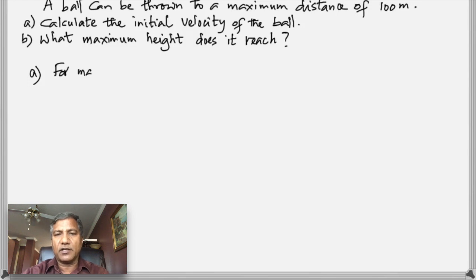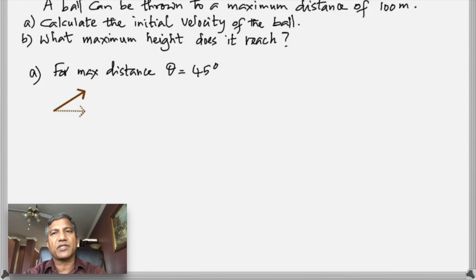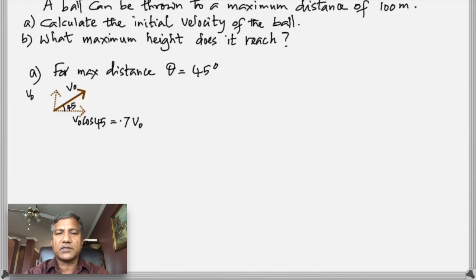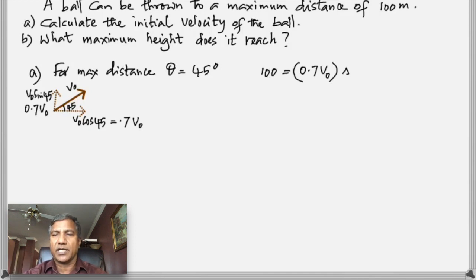Now, to find the initial velocity, remember that the angle of projection is 45 degrees. Okay, so here's the diagram. We do not know the initial velocity, but we know that the angle is 45 because it says maximum distance. And then you take the components. This is V naught cosine 45, and cosine 45 is 0.7. The other one is V naught sine 45, and sine 45 is also 0.7. So don't be confused with that.